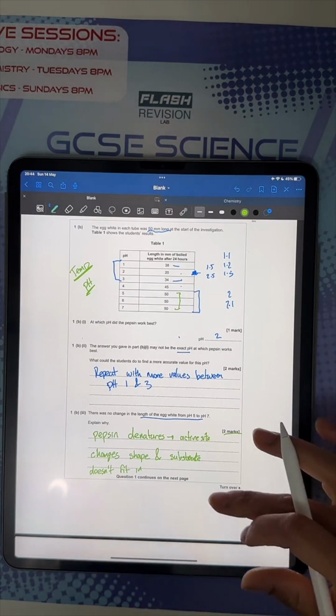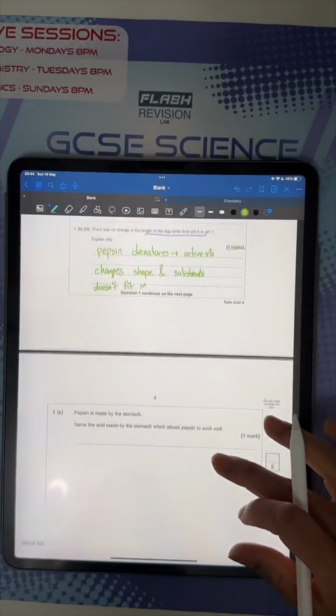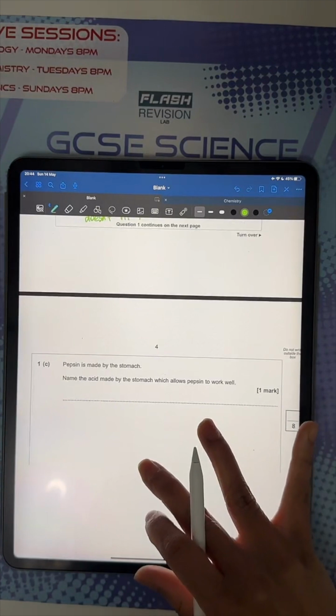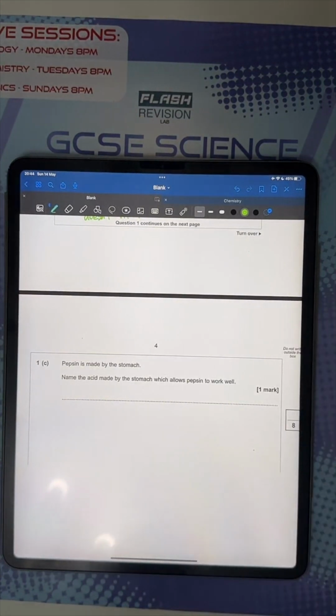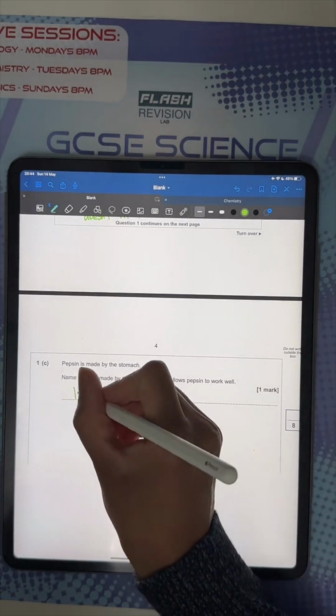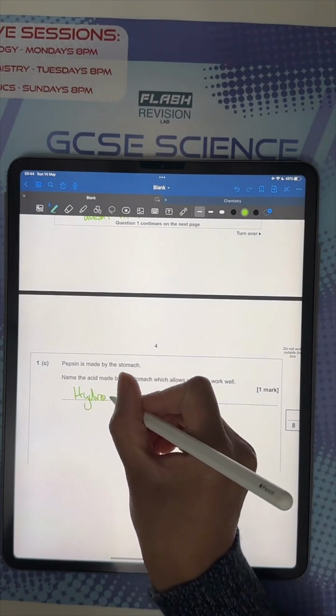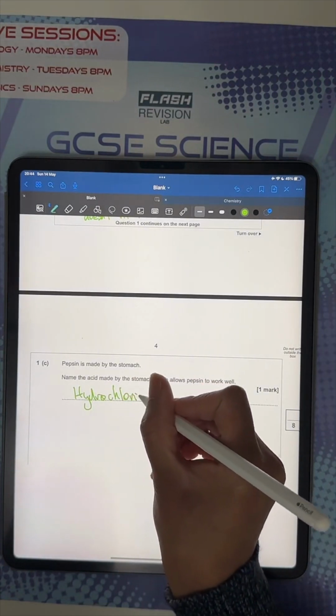Okay. Right. Let's finish this off. So remember, pepsin is made by the stomach. Name the acid in the stomach. Hydrochloric acid. Amazing.